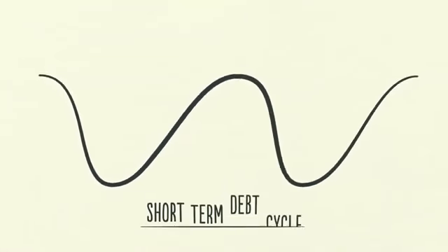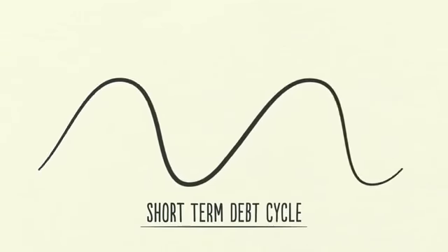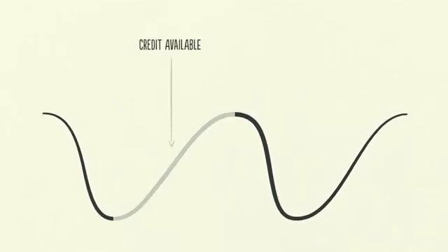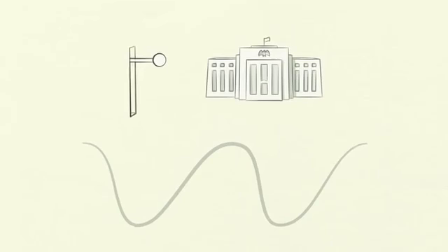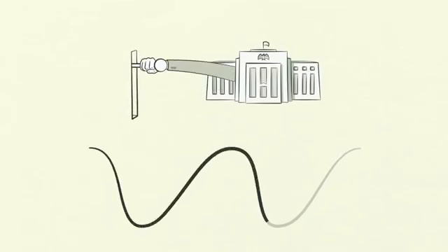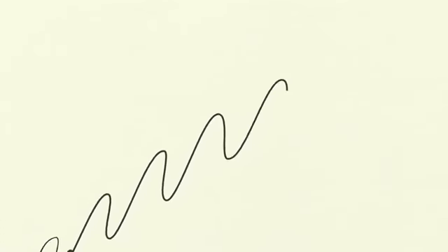In the short-term debt cycle, spending is constrained only by the willingness of lenders and borrowers to provide and receive credit. When credit is easily available, there's an economic expansion. When credit isn't easily available, there's a recession. And note that this cycle is controlled primarily by the central bank. The short-term debt cycle typically lasts 5 to 8 years and happens over and over again for decades.